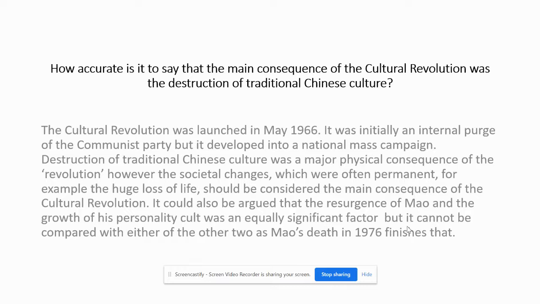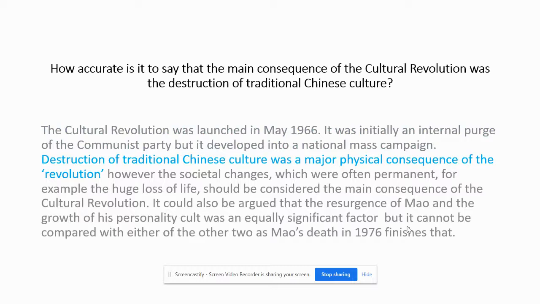So again, the student here starts with a little bit of context. The Cultural Revolution was launched in May 1966, nice use of a date. It was initially an internal purge of the Communist Party, but it developed into a national mass campaign, just defining almost what the Cultural Revolution was. Both of those strategies are good for the context: a date to clarify when things happened, and an idea of defining something to be precise about what it is you're talking about. Then they introduce the first consequence.